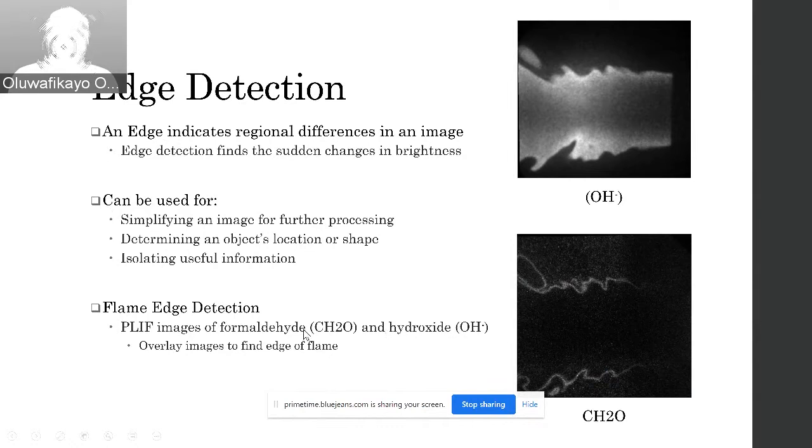So in the case of flame edge detection, PLIF images of formaldehyde and hydroxide were taken, and in order to determine where the flame edge was, we overlaid the images, and wherever the edge contours overlapped was where the flame edge was.